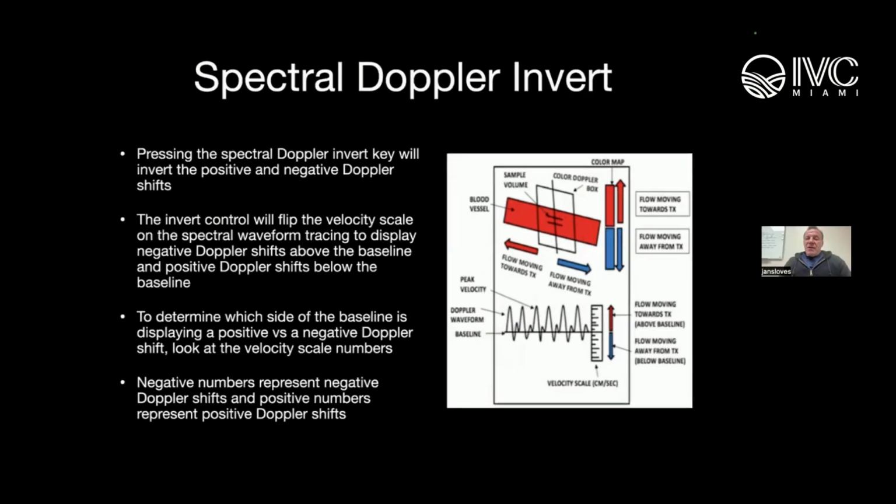So now let's talk about spectral Doppler invert. When you press, we all have an invert key on our ultrasound system, and this is going to invert it to either a positive or negative Doppler shift, right? So this control will flip the velocity scale on the spectral waveform tracing display, a negative Doppler shift above and positive shifts below. So you really want to be aware of what you're pressing when you're doing this, right?